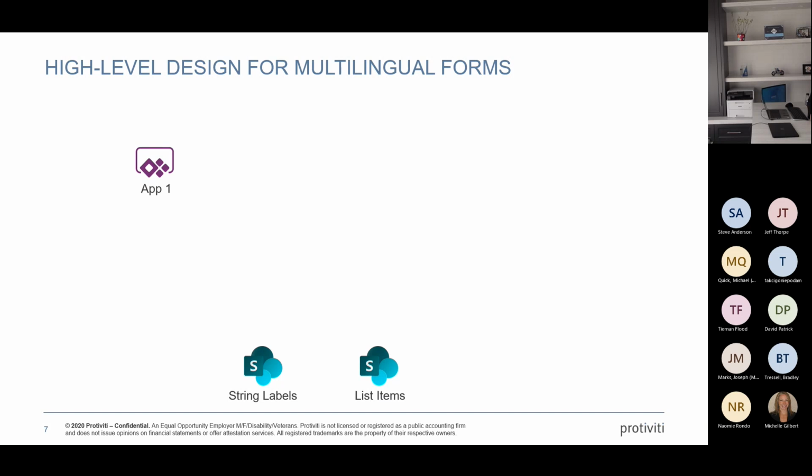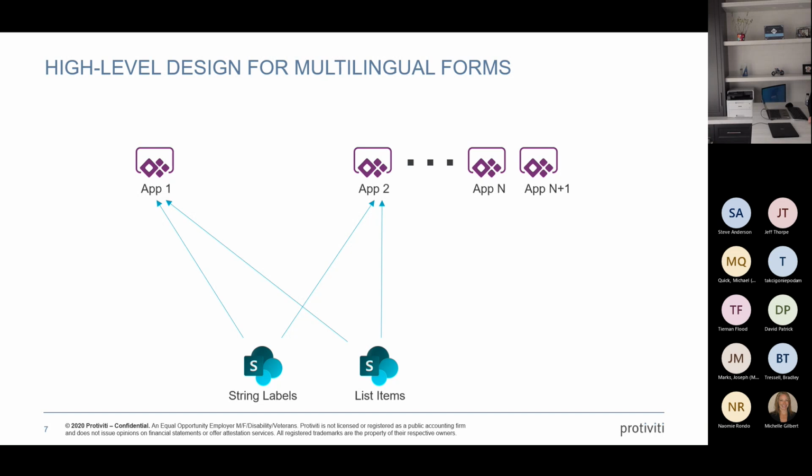Now, I'm going to build an app. The app is going to connect to those two lists. Those are going to be the data sources for my labels. And then the nice thing is, if I build a second app, guess what? It's going to leverage the same two lists, right? So this is where I'm creating consistency. And then I can build as many apps as I want, and it's going to use consistent labels. So this is going to give you an idea of, with multiple apps, creating the consistency.